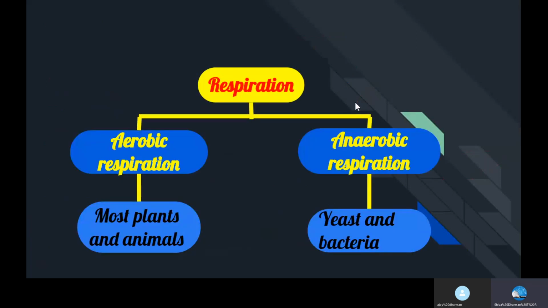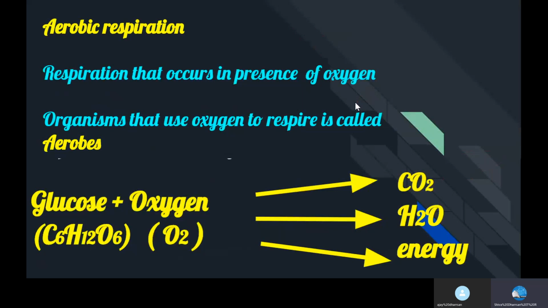Respiration is of two types: aerobic respiration and anaerobic respiration. Aerobic respiration: when breakdown of glucose into carbon dioxide and water occurs in the body cells in presence of oxygen, it is known as aerobic respiration. A large amount of energy is released during this process. Organisms that use oxygen for respiration are called aerobes or aerobic organisms. The majority of animals and plants perform aerobic respiration.